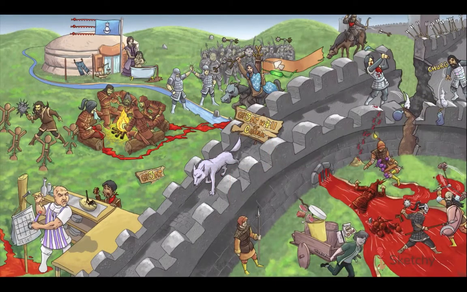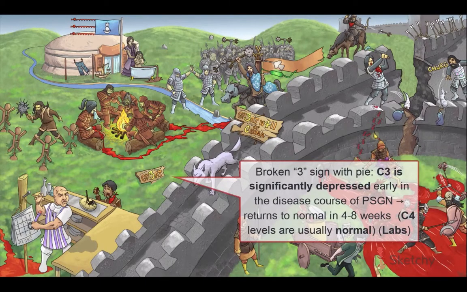In post-strep glomerulonephritis, C3 levels are significantly depressed during the first couple weeks of the disease process. C3 levels then return to normal 4 to 8 weeks later. C4 levels are usually normal. Interestingly, both C3 and C4 are usually normal in IgA nephropathy, which is why we've placed the warrior practicing on the IgA dummies far away from the broken complement sign.